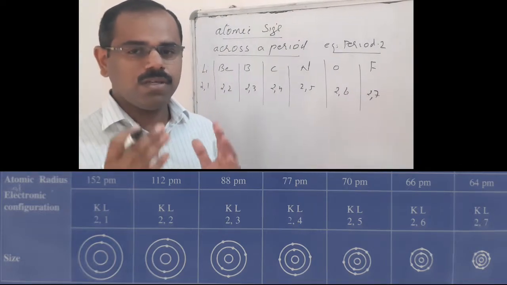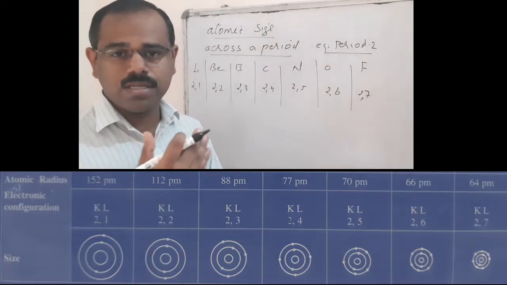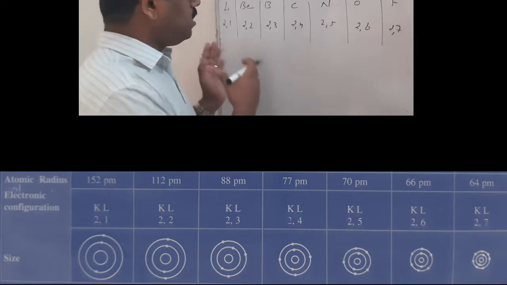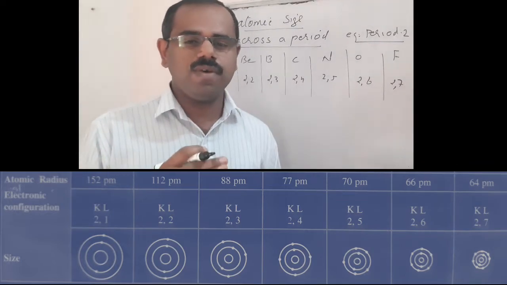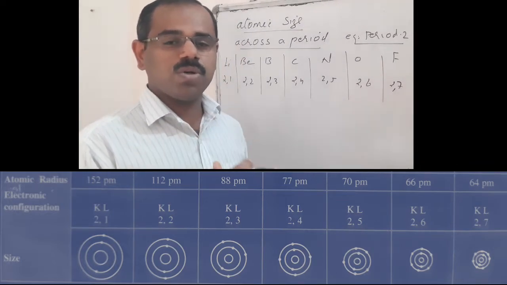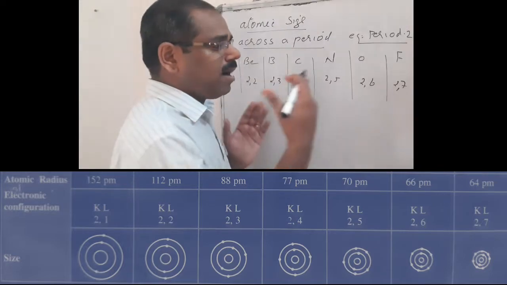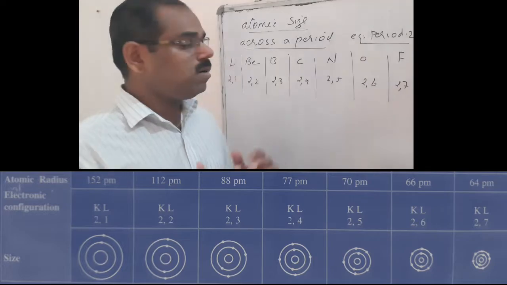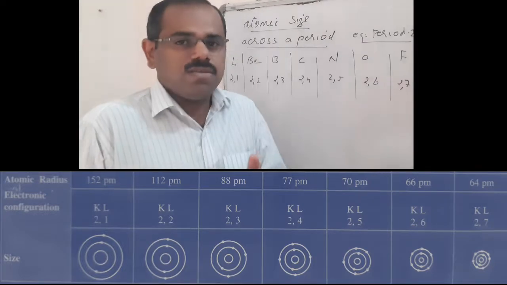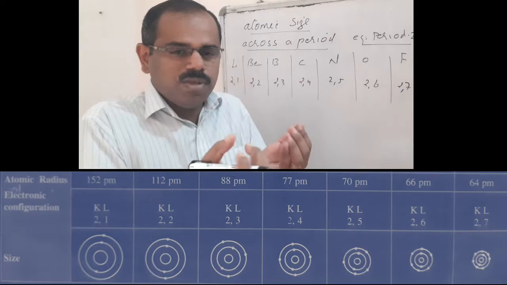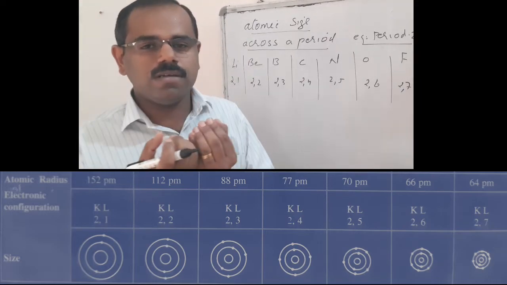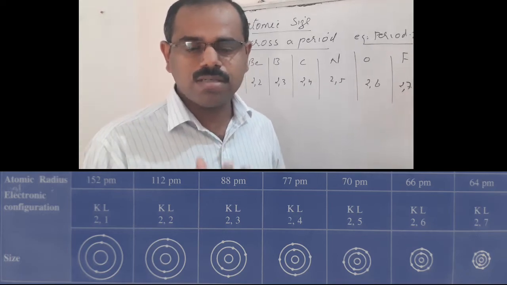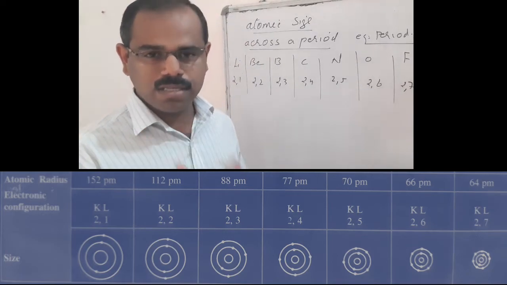Okay, left to right, the nuclear pulling on the outer shell is increasing since there is no addition of shells. Here, nuclear pulling is increasing, and the number of shells remains the same. So nuclear pulling will be highest when we come to the right side of the period. So left to right, atomic size will decrease. The outer shell will be pulled towards the nucleus, so the atomic size from left to right of a period gets decreased.